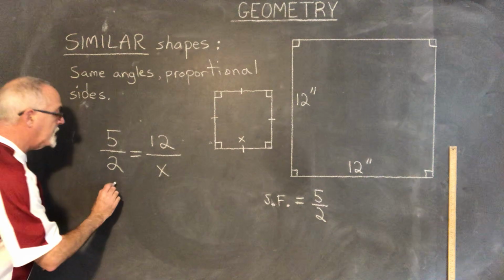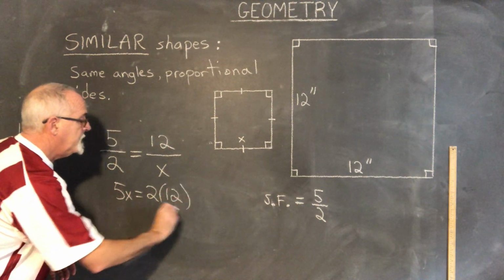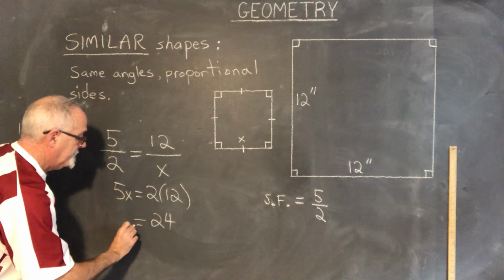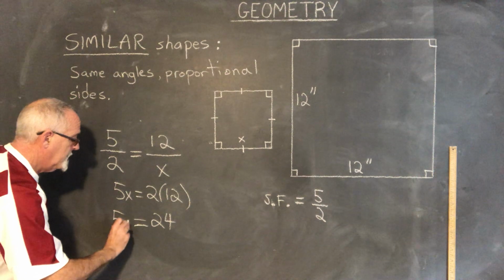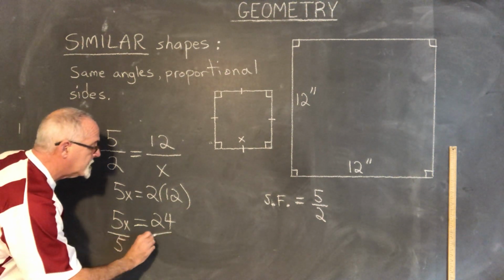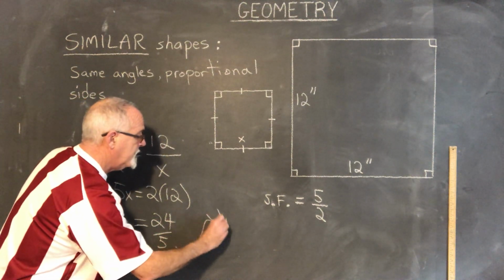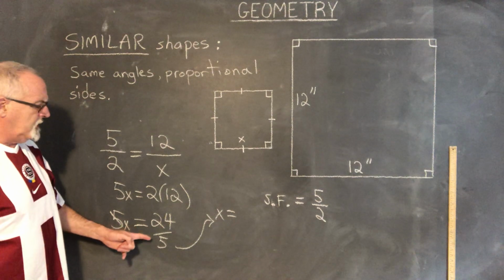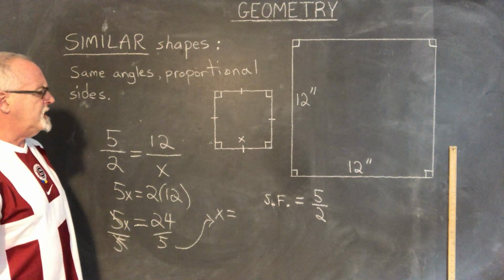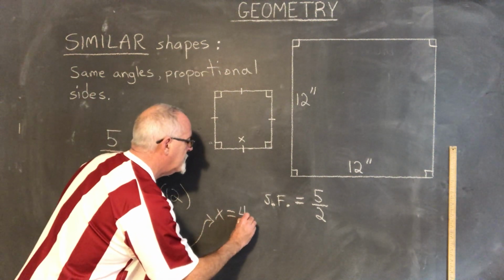So cross multiplying, we have 5 times x equals 2 times 12. 2 times 12 is 24. Is this all going to fit? Yes, just barely. I divide both sides by 5. Cancel, cancel. I guess I'll put the answer over here. X is isolated and is equal to 24 divided by 5. That's going to be 4.8. Does that make sense? 4.8.